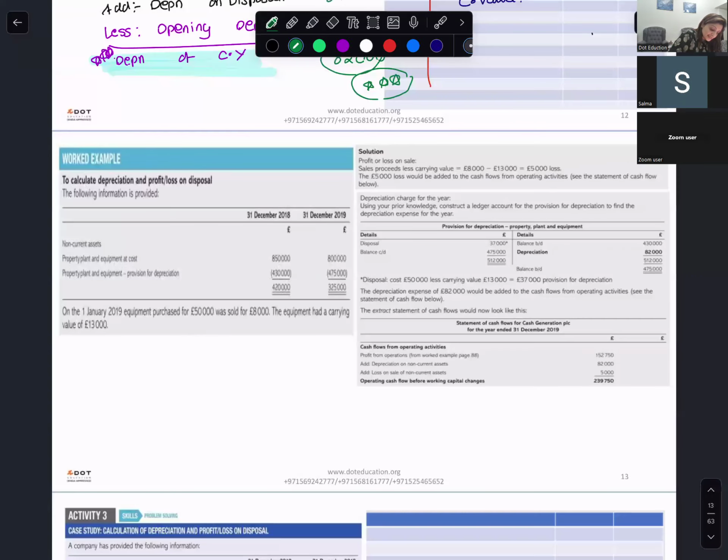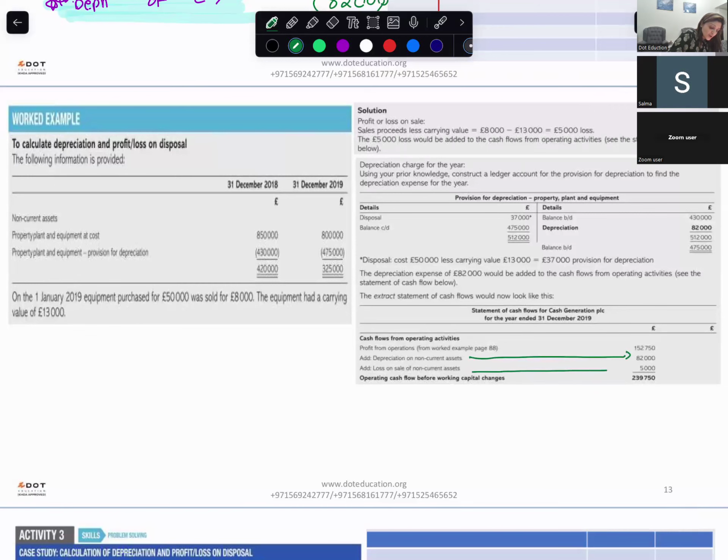I need to add back the depreciation of the non-current asset, and I also need to add the loss on sale of non-current asset. So whatever my operating profit is, in that I will add the depreciation of the current year and the loss on sale of asset. How will I get the depreciation of the current year? Closing depreciation, add the depreciation on disposal, minus opening depreciation. Are you with me?